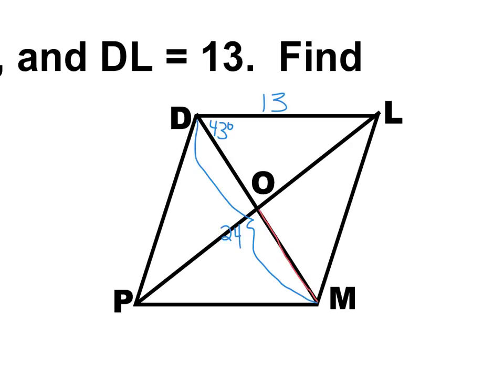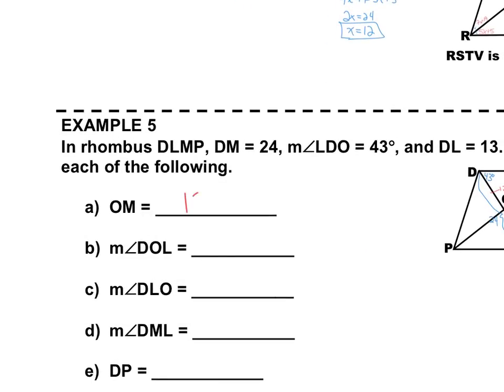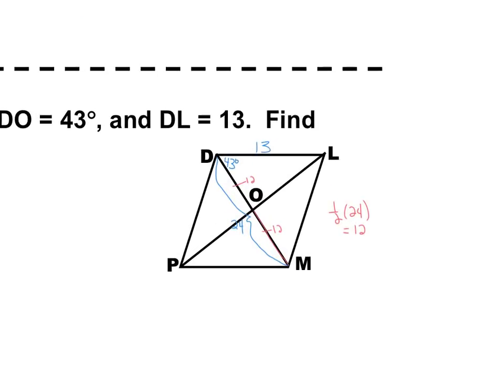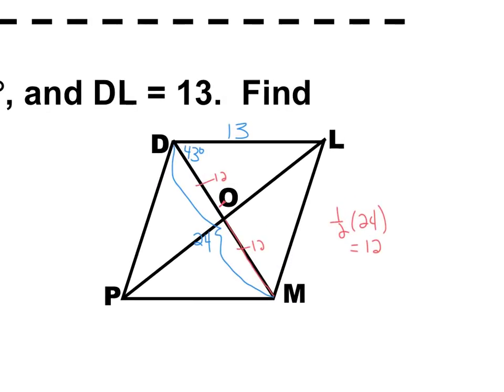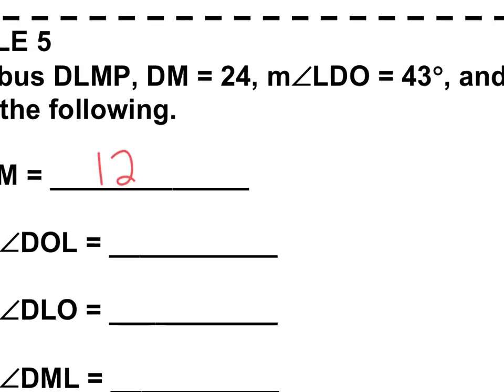Well, I know the diagonals bisect each other, so these two are congruent. So that's going to be 1/2 of 24, which is equal to 12. So I know that's 12, and that's 12. So I now know OM. Then it asks me for DOL. This is probably the easiest one. That's 90 degrees because diagonals are perpendicular, so 90 degrees.